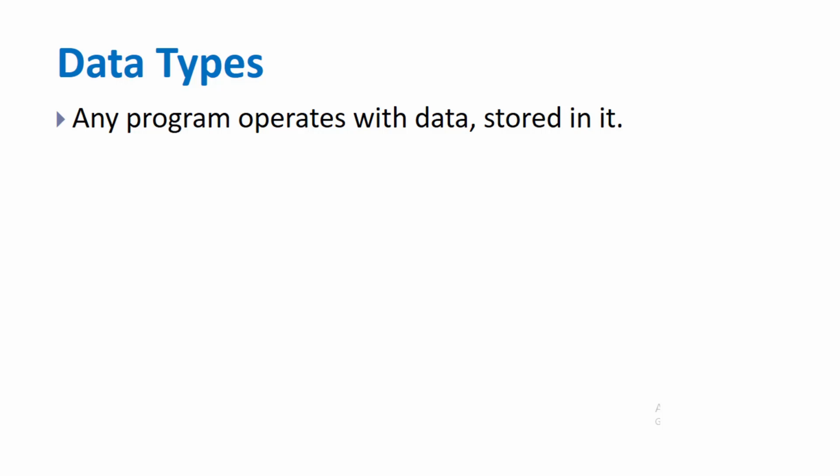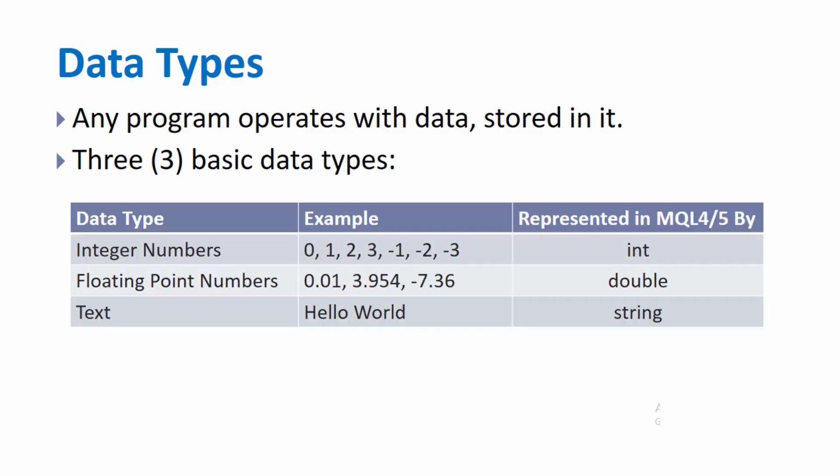What are data types? A program operates with data that is stored in it. There are three basic data types used in MQL4 or 5 language. Integer numbers, for example 0, 1, 2, 3, -1, -2, etc. They are represented in MQL4 and 5 by the word int.